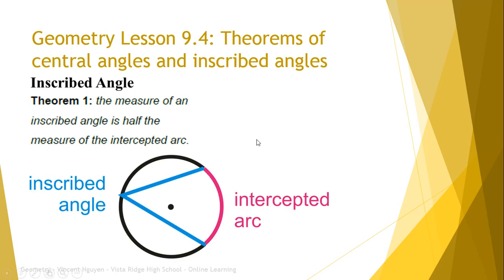So the inscribed angle is right here, the one that is on the circle, and then the intercepted arc over here. So if this arc is like 100, the angle will be half of that, which is 50, right? So how do we say that? If the arc is x degrees, then you take x and divide it by 2 to get the inscribed angle. Okay, pretty straightforward, no tricks here.